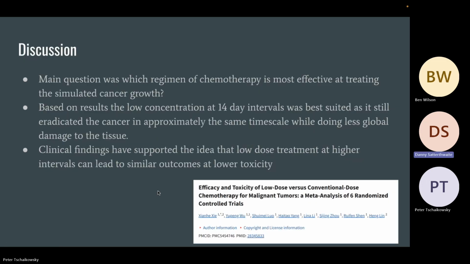So, tying this all together, the key question with treatment is often how much chemo and when to administer it. We find that the low concentration at a more frequent interval is best as it eliminates the cancer in the same time frame as the higher dosages while doing less harm to the healthy cells. This is especially important to us as while we don't explicitly account for it in our model, healthy cells are not all equal. After all, killing cardiac tissue could be very problematic. Overall, our results are not entirely surprising. In fact, there is a paper that shows exactly the same thing, which the image on the slide shows the title of.